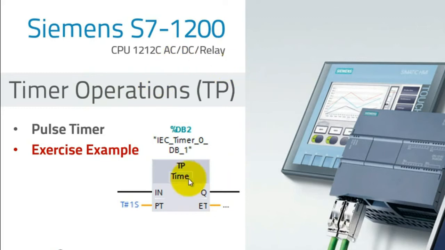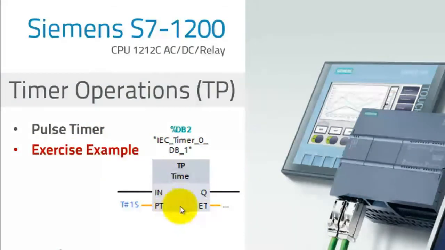So we have various timers in the PLC, and timers are required when you want some delays in your operation, when you want to include some delays, or you want to have some sequential operation with a time delay. When you have several sequences which you want to initiate at different times, we use timers. So we have various timers in our Siemens S7-1200. The first one we are going to learn about is the pulse timer, and then we have an exercise example.